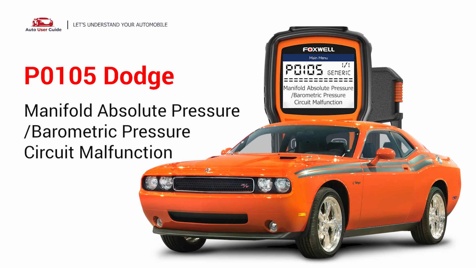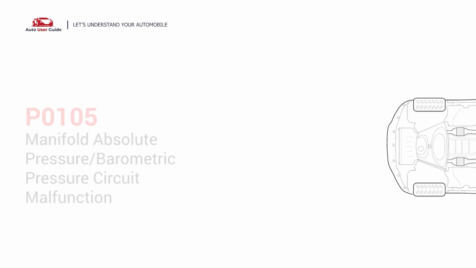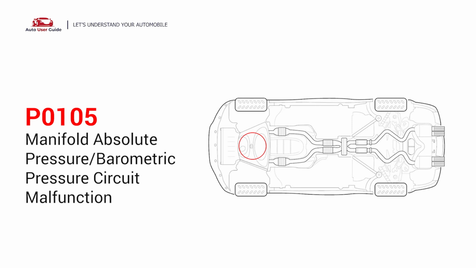This repair video for the P0105 error code is specifically tailored for Dodge drivers. If your Dodge is showing a P0105 code, this is for you. It indicates a malfunction in the MAP or baro sensor circuit, indicating a problem with the sensor itself, its wiring or related vacuum lines. Under this circumstance, stop driving and repair your vehicle immediately.